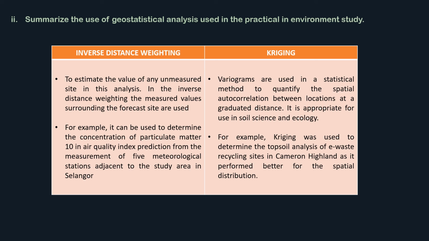Last question. Summarize the use of geostatistical analysis used in the practical and environmental study. For the inverse distance weighting, it is used to estimate the value of any unmeasured site in this analysis. In the inverse distance weighting, the measured values surrounding the forecast site are used. For example, it can be used to determine the concentration of particulate matter 10 in air quality index prediction from the measurement of 5 meteorological stations adjacent to the study area in Selangor.